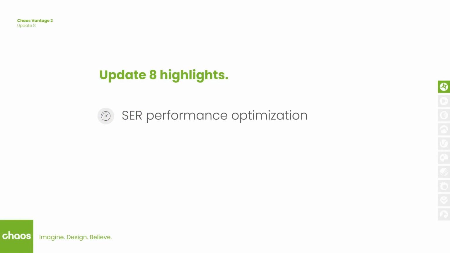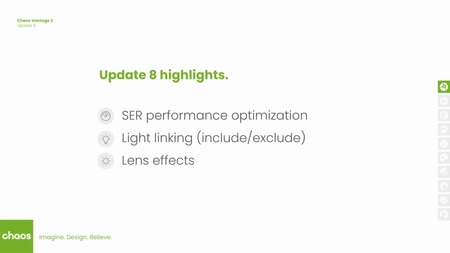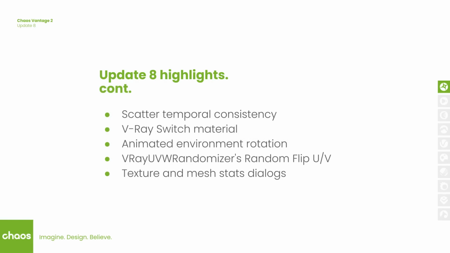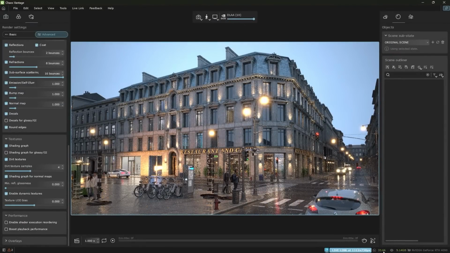To start, there is a significant performance optimization using NVIDIA's shader execution reordering. We also added light linking, the lens glare lens effect, and support for the popular Parallax shaders used to render rooms. We also added many other additions, so I encourage you to go ahead and test them for yourself. For this video, I'll be using this Evermotion scene.